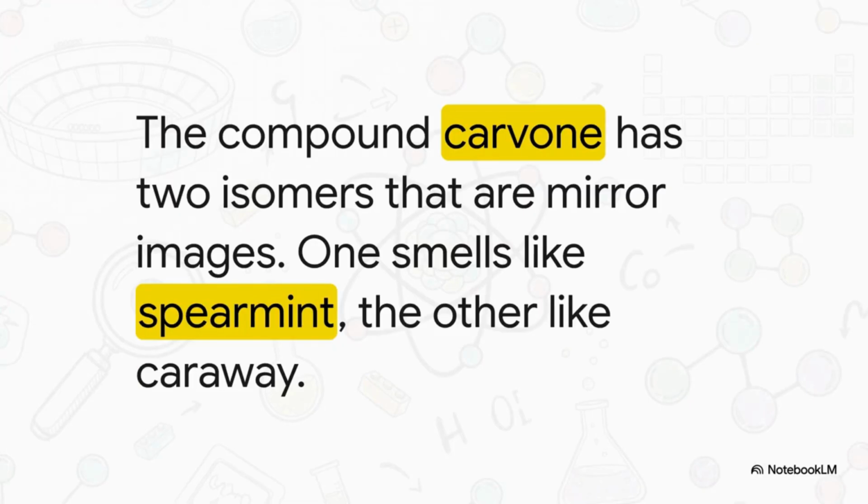And get this. This is my absolute favorite example. There's a compound called carvone, and it has 2 isomers that are literal mirror images of each other. That's the only difference, but your nose can tell them apart in a second. One version smells like spearmint, its mirror image smells like caraway seeds, the stuff in rye bread. A tiny flip in the structure completely changes how we experience it. It proves that structure is absolutely everything.